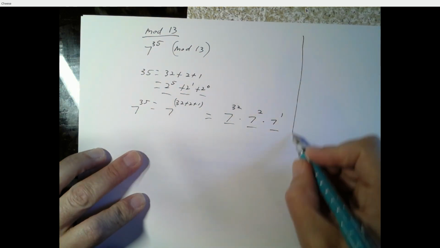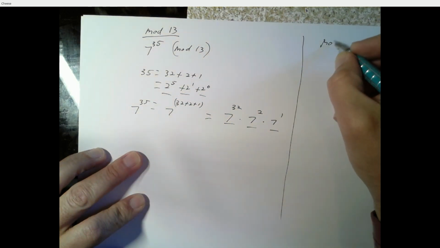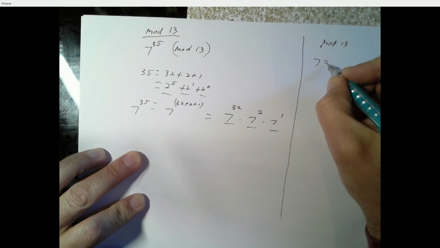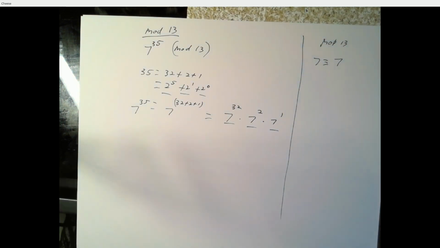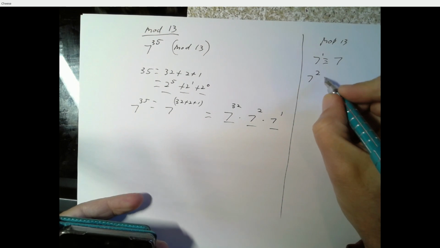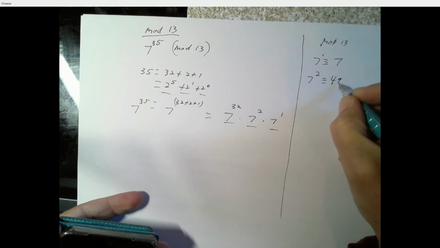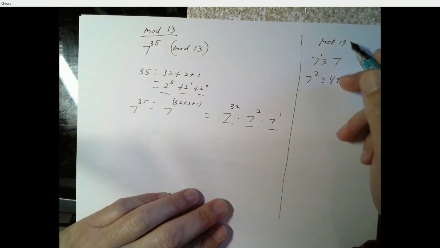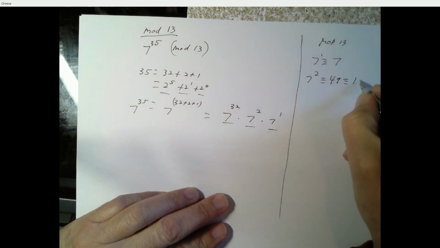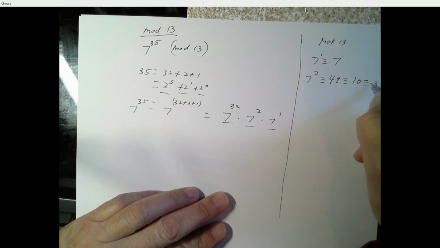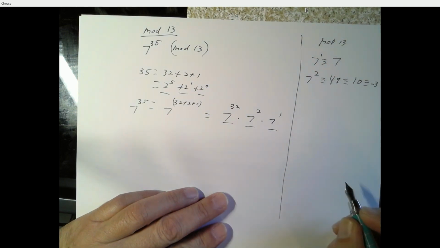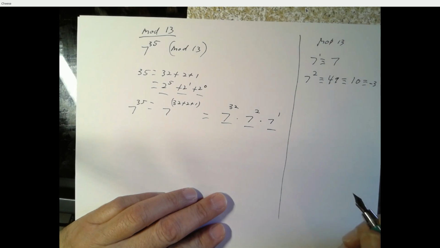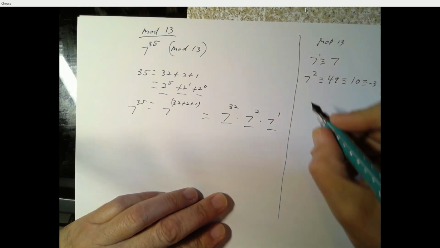But thinking mod 13, 7 is just congruent to 7, right? So that's 7 to the first. 7 squared is congruent to 49. And 49 mod 13, well, 13 times 3 is 39, so this is going to be 10. And that's also negative 3. And I'm picking negative 3 as a congruence because it's smaller than 10, but you could use either way.